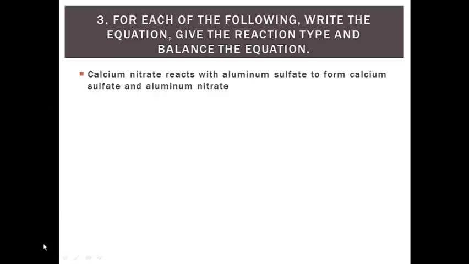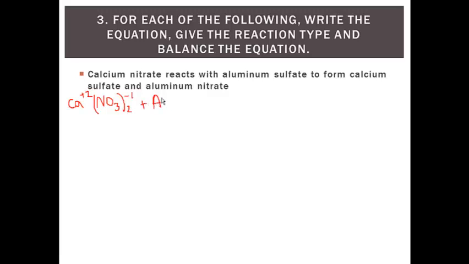Next page is balancing, and there are, of course, some naming here. So we've got calcium nitrate. Calcium is Ca. Nitrate is going to be NO3. Got to check my charges here. Nitrate has a charge of -1. Calcium has a charge of +2, so we get Ca(NO3)2.